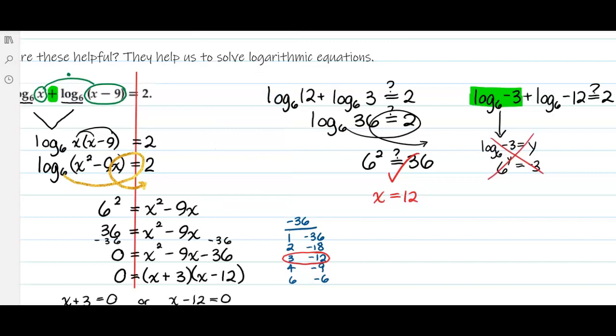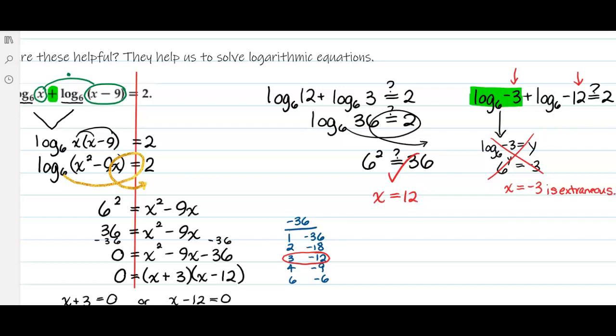We cannot have a logarithm with a negative quantity right here, or right here for that matter. So -3 is an extraneous solution. And it is not a solution.